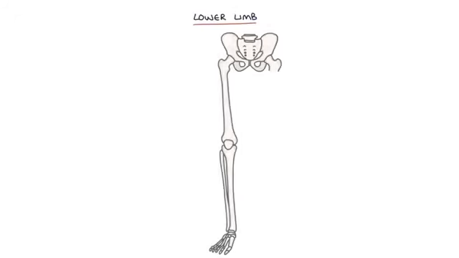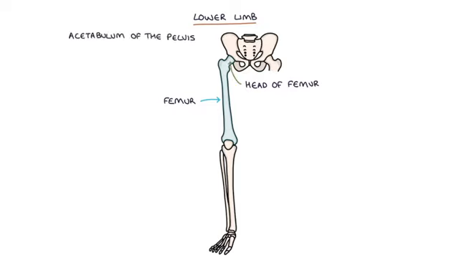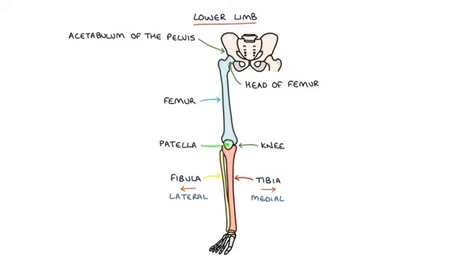Next, let's move on to the lower limb. The longest bone in the body is the femur or the thigh bone. The head of the femur connects with the acetabulum of the pelvis in order to form the hip joint. The femur joins with the tibia and the fibula at the lower leg to form the knee joint. The tibia is medial, closer to the midline, and the fibula is lateral on the outer aspect of the leg. At the front of the knee is the patellar bone, which is commonly called the kneecap.